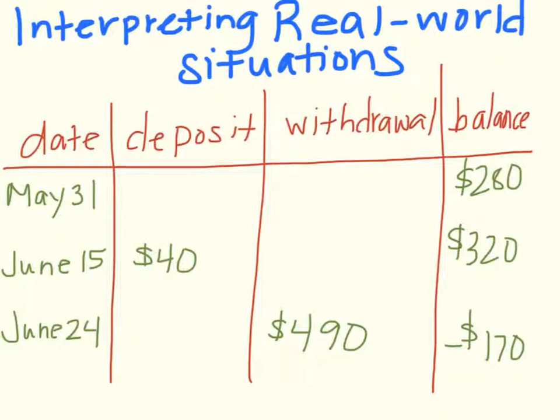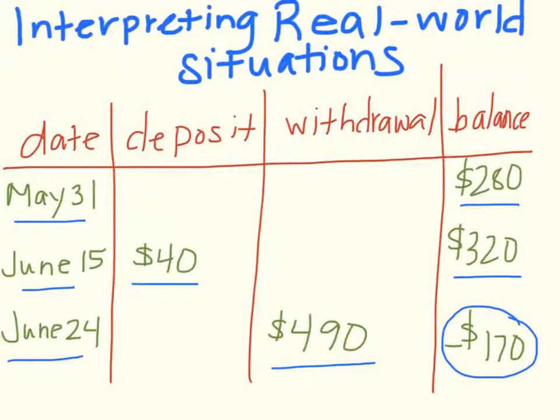Now let's use absolute value to interpret a real-world situation. This picture shows a section from a bank account book. So, as of May 31st, we know that our person had $280 in his or her account. On June 15, they deposited $40, so they added $40, bringing us to $320. On June 24th, this person, who apparently wasn't paying very close attention to their balance, withdrew $490. Oops, that's more than $320, taking us to a negative $170.